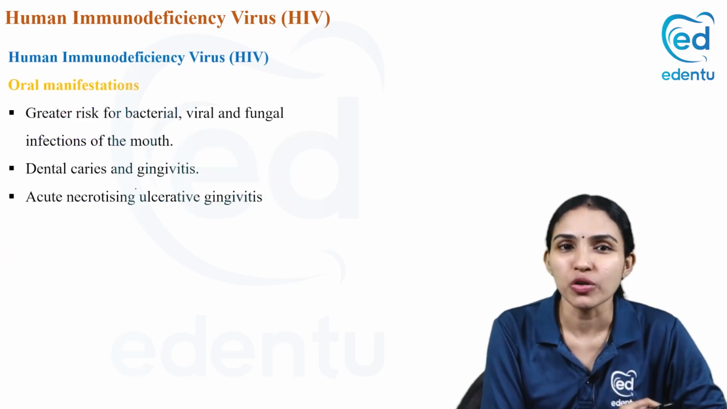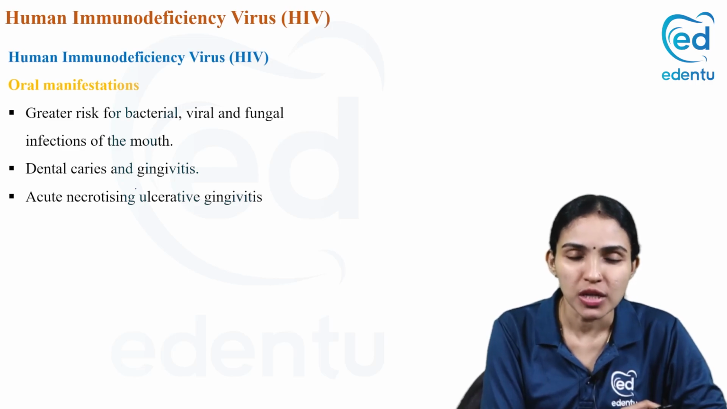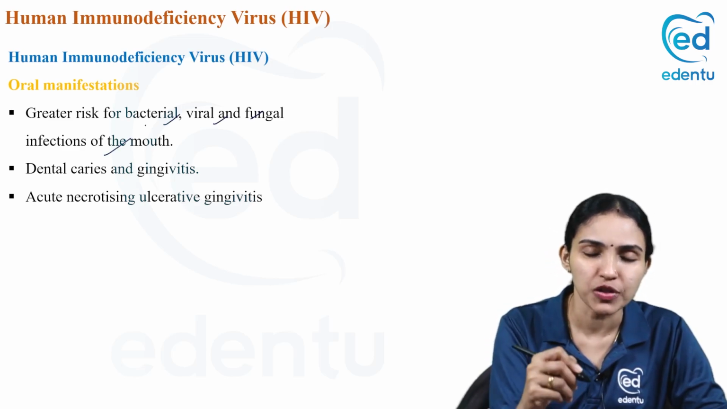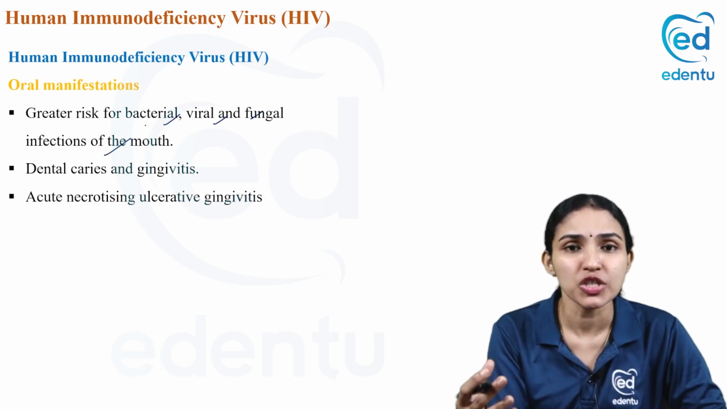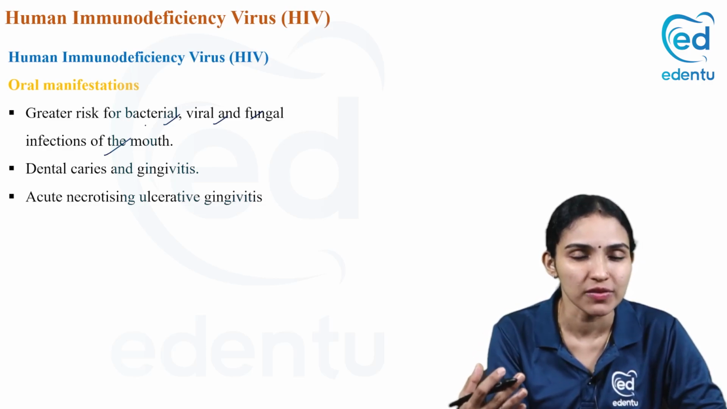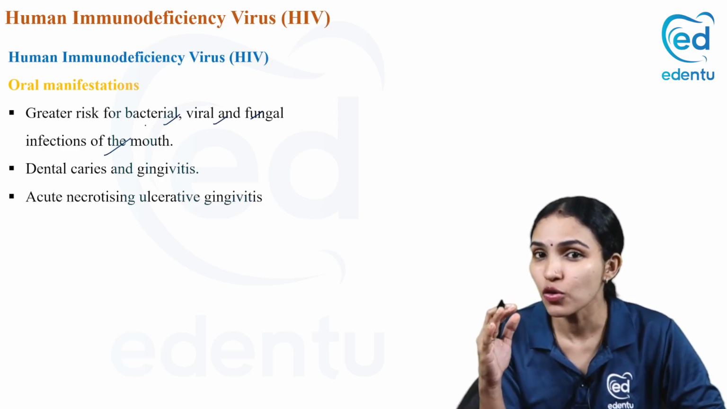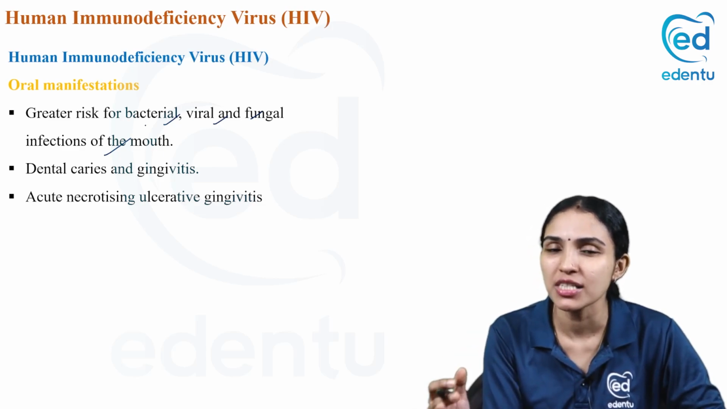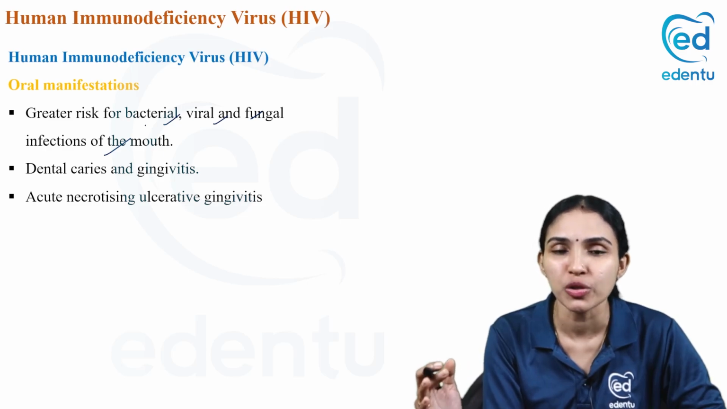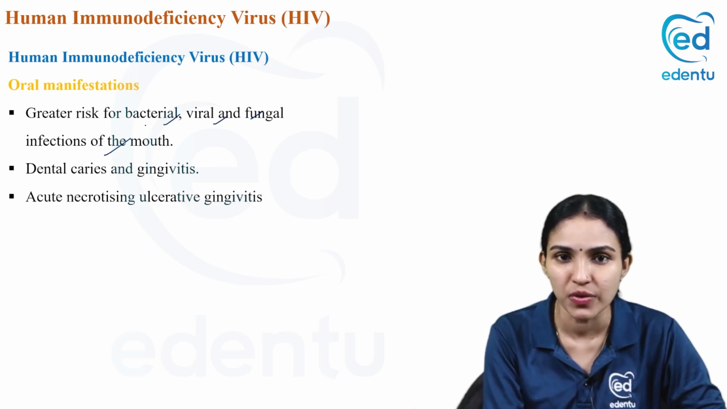So you should know what the oral manifestations of HIV are. HIV has a greater risk for bacterial, viral, and fungal infections of the mouth. Any kind of infection can be more recurrent and more severe in an HIV patient because the CD4 count is dropping. Just imagine, it's the helper T cell. If the CD4 count drops, they are more prone to get infections because their immunity is very bad.